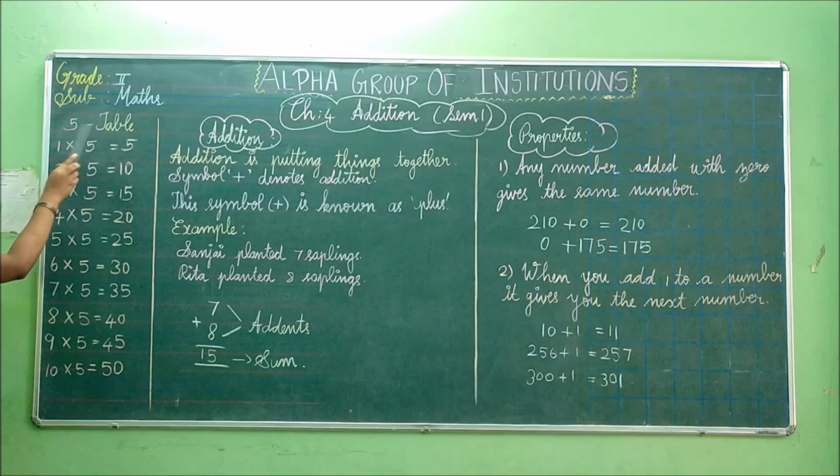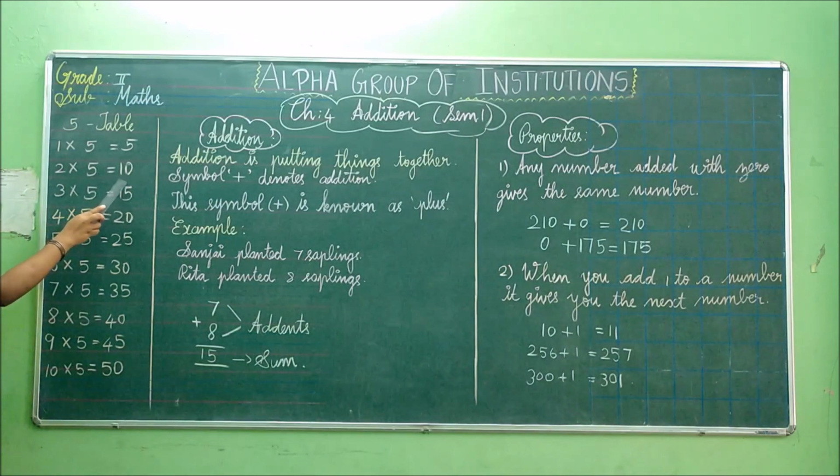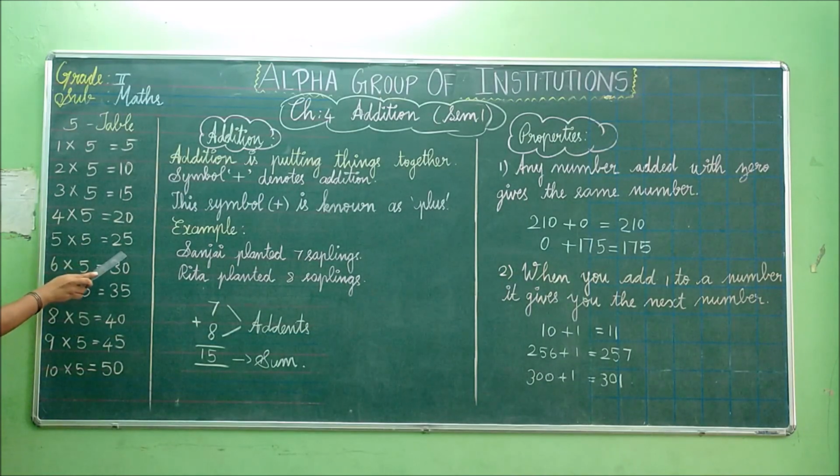Read with me. 5 table. 1 5 is 5. 2 5s are 10. 3 5s are 15. 4 5s are 20. 5 5s are 25. 6 5s are 30. 7 5s are 35. 8 5s are 40. 9 5s are 45. 10 5s are 50.